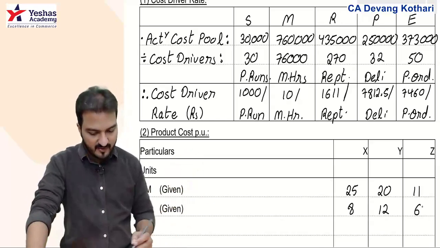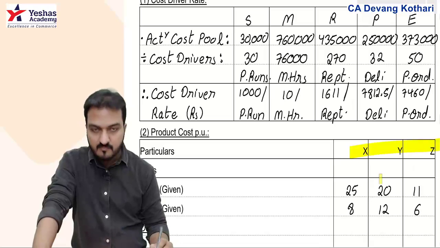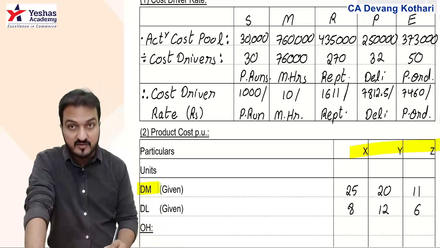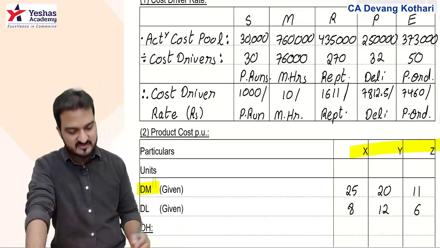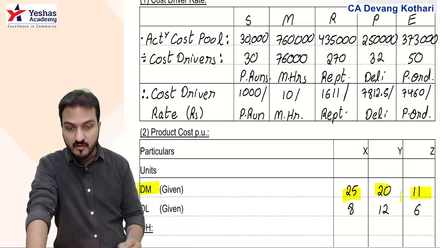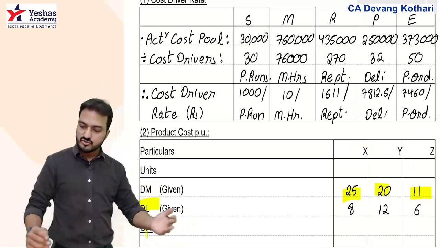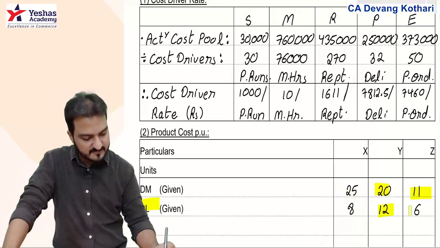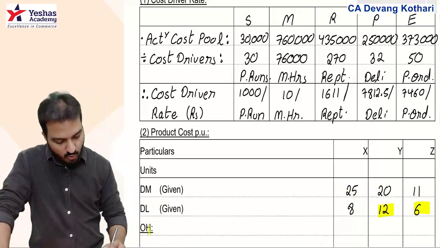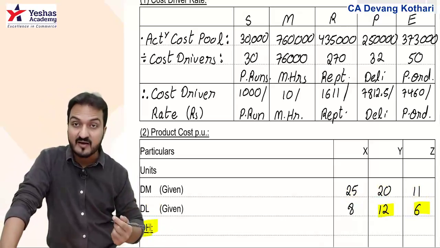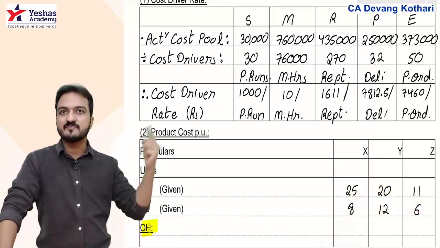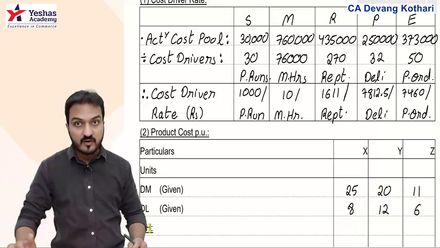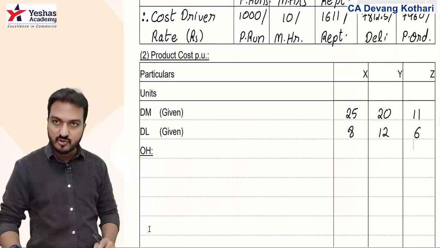I have three products, X, Y and Z, and for these three products direct material is already given and remains the same: 25, 20 and 11. Direct labor is also already given and remains the same: 8, 12 and 6. But overhead costs I now need to add based on these absorption rates.